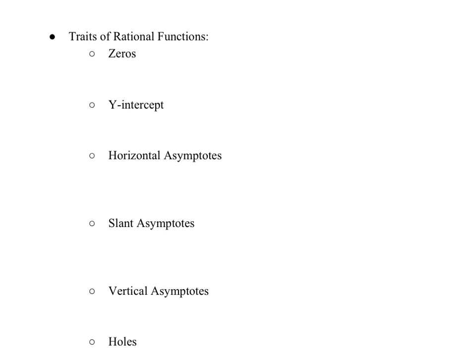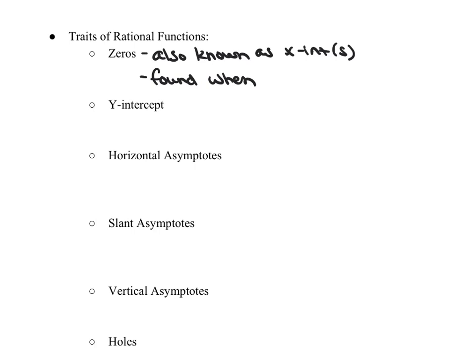All right, so we'll start with our traits. So the first trait that we talk about are the zeros. And the zeros are your x-intercepts, so they're also known as x-intercept or intercepts. And we find them when that f of x function, when the numerator, equals 0.